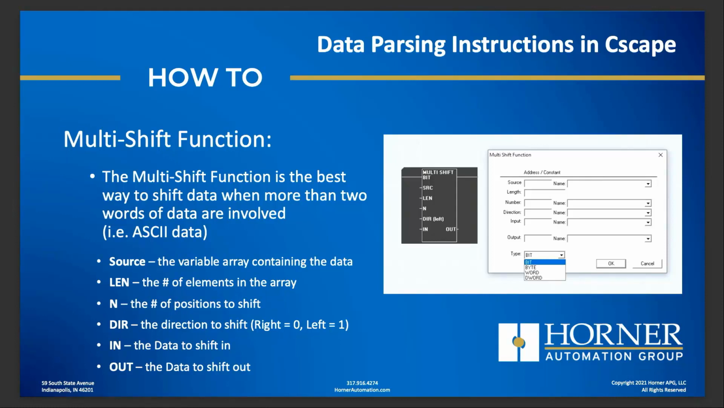If you want to shift left, you make that a variable that has a binary value of 1, like always on. If you want to shift right, you would assign a binary value of 0, like always off, for instance. In is the data to shift in.